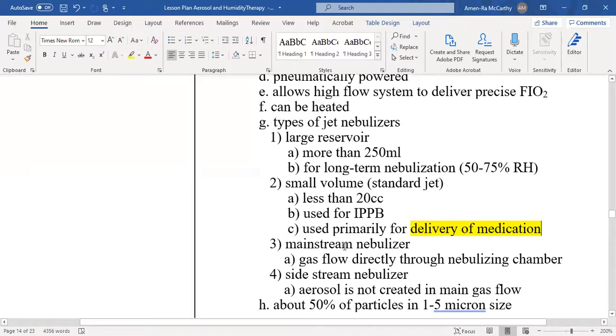All right, then you have a mainstream nebulizer and a side stream. These are just nebulizers where the little nebulizer port is either on the side or regular, okay? I have a question.